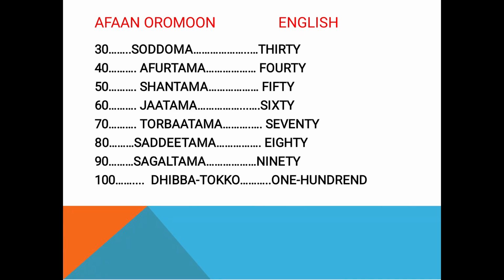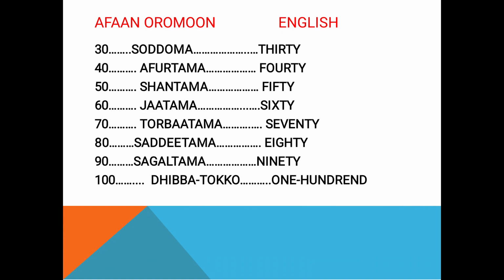Dhibba tokko, 100. But you can say dhibba only, to mean 100. Most of the time we say 100 without considering one. In Afaan Oromoo you can say dhibba as well, but if it is used like this, it is easier. So you can say dhibba tokko to mean 100.